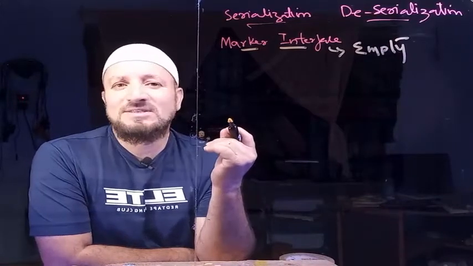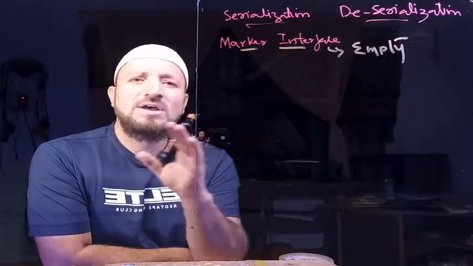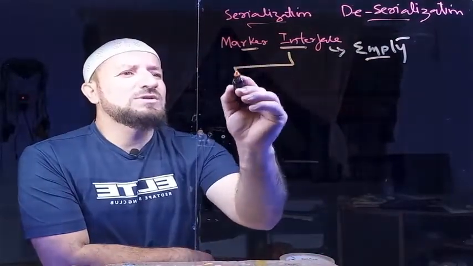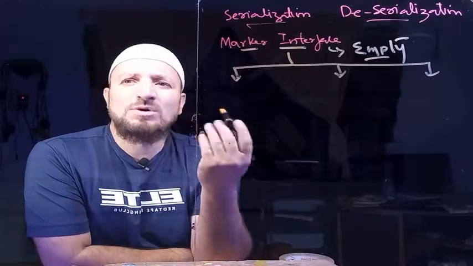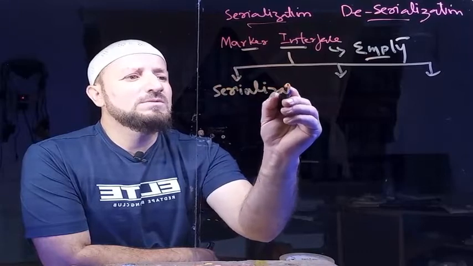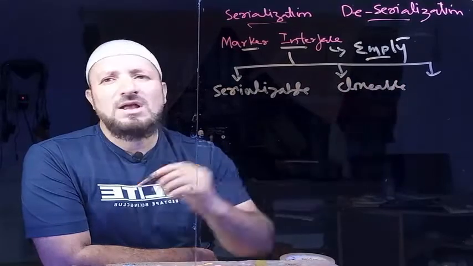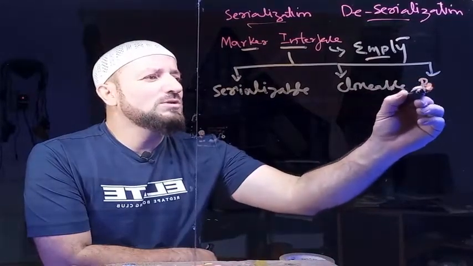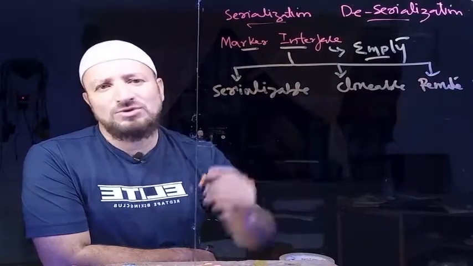So marker interfaces have no methods or fields in them. This is the first thing: they are totally empty, so they are empty interfaces. And we have three such interfaces here. The first is Serializable. Second is Cloneable. And third is the Remote interface. So Serializable interface, Cloneable interface, and Remote interface.